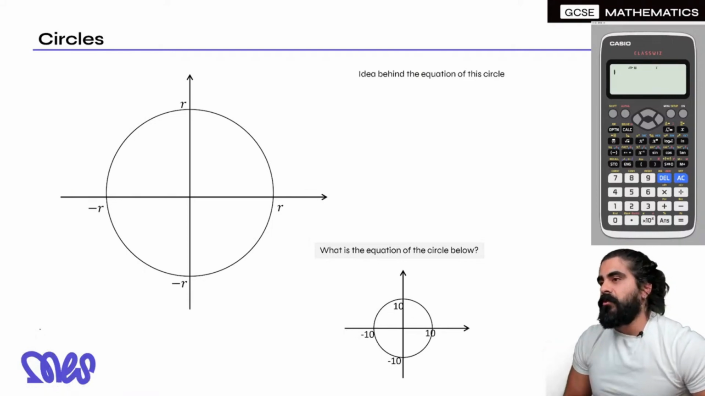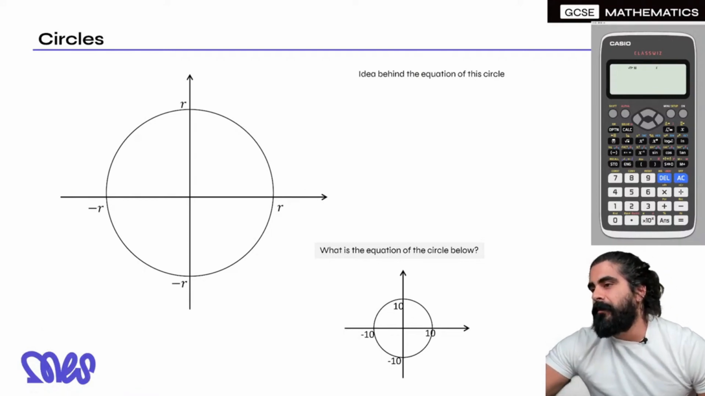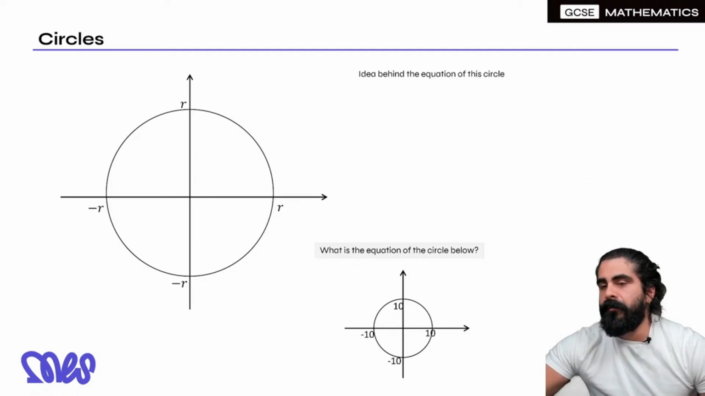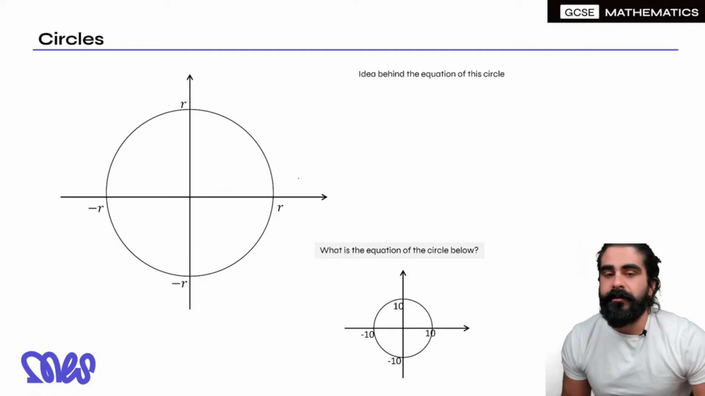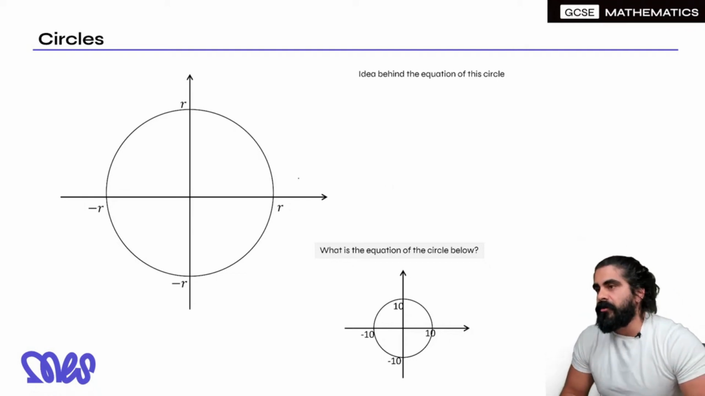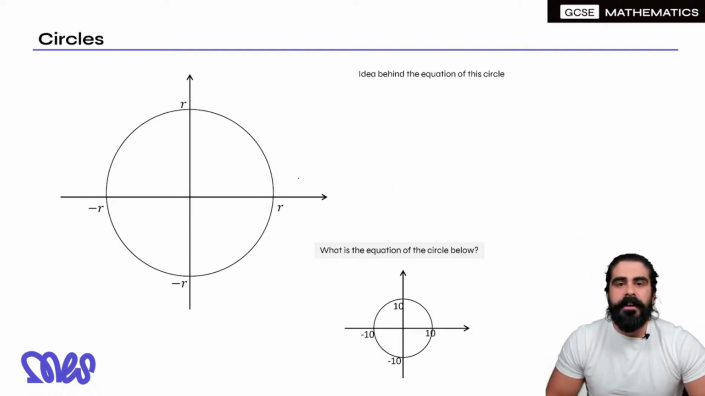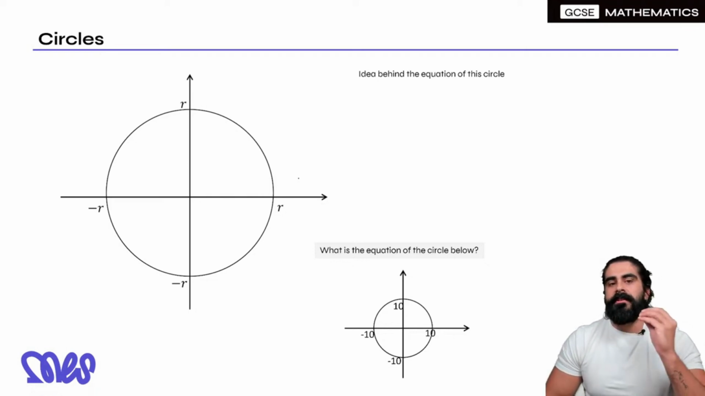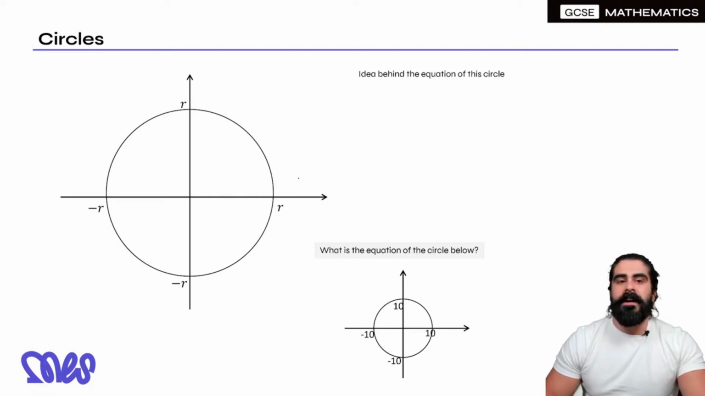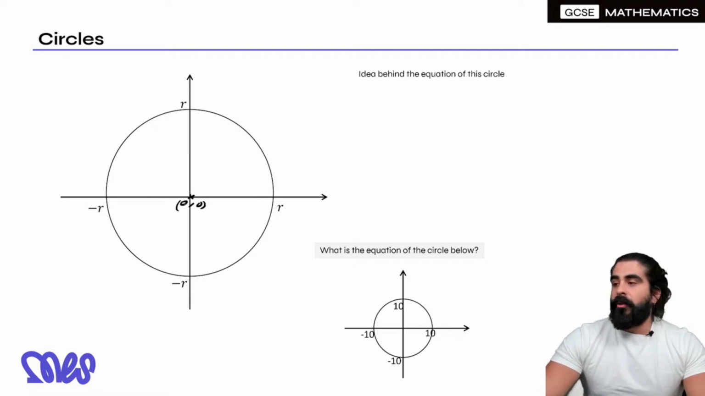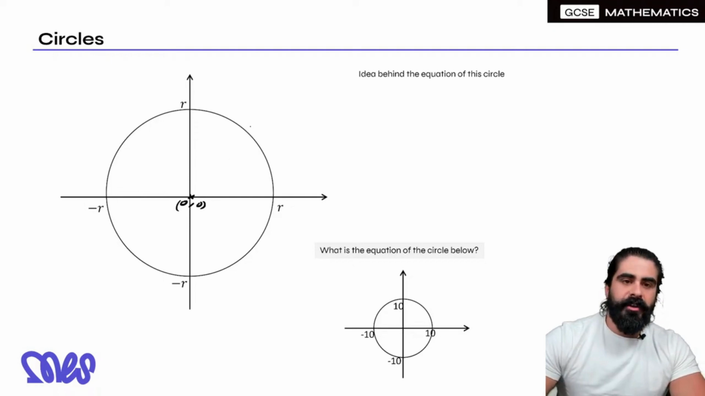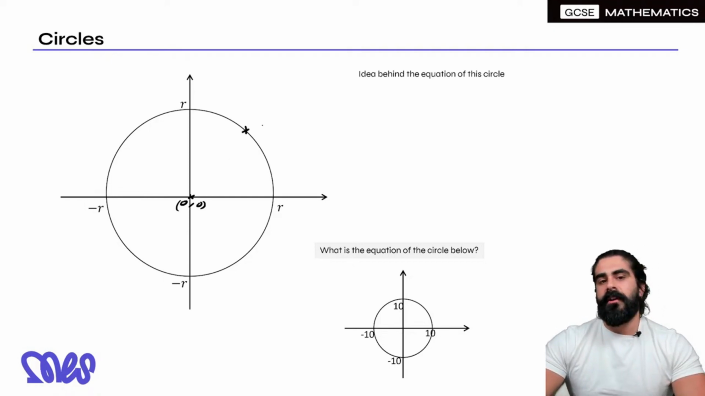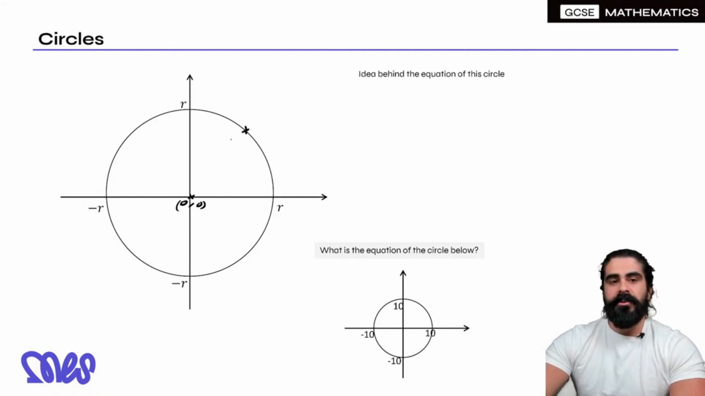Now I'm going to show you guys the idea behind the equation of a circle, because it's important for you to understand. Now, the equation of a circle comes from triangles. Everything comes from triangles. And at GCSE, the center of the circle will always be at the origin at 0, 0. Now, what's special about a circle is that it has equal radius, right? So every point on the circumference has the same distance to the center of the circle.